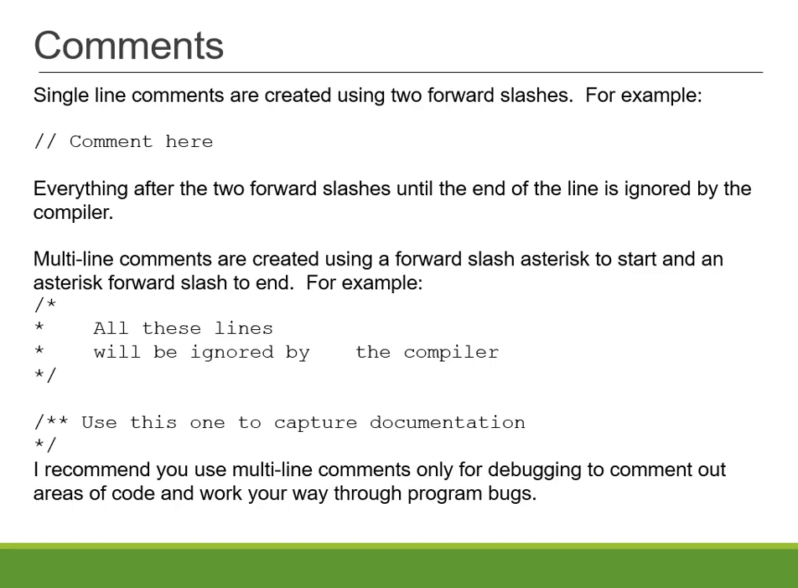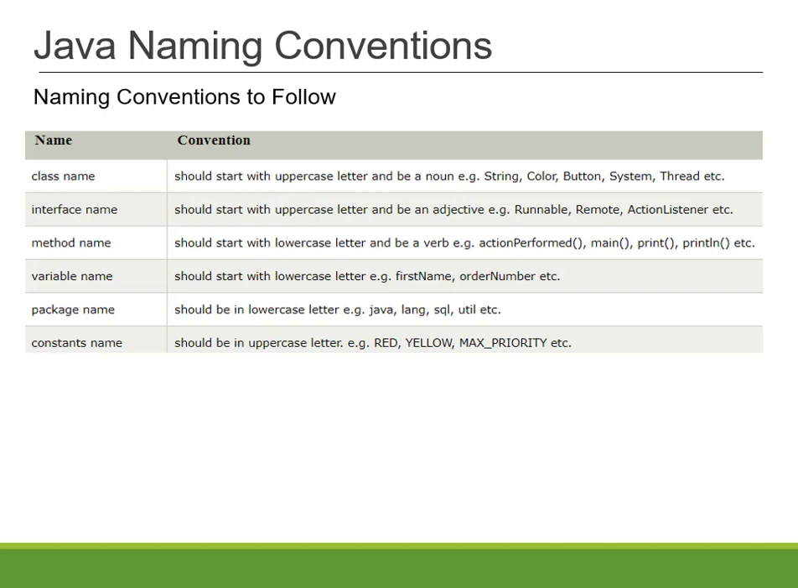We have different types of comments in Java. Two forward slashes are internal comments and are ignored by the compiler. The multi-line comment uses forward slash asterisk to start and asterisk forward slash to end. Be sure to use the forward slash with two asterisks at the start and an asterisk with a forward slash at the end for Javadoc comments. You should use this type of commenting above all your methods. Here are the recommended naming conventions for Java coding.